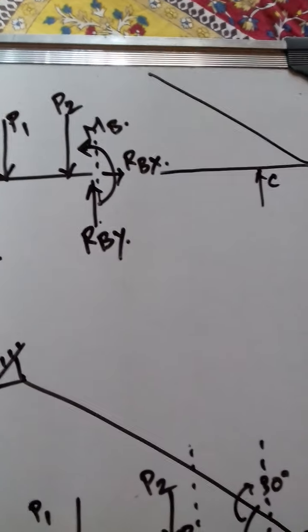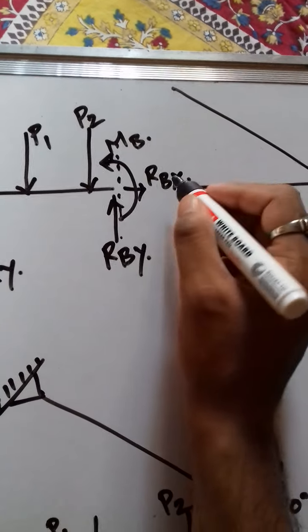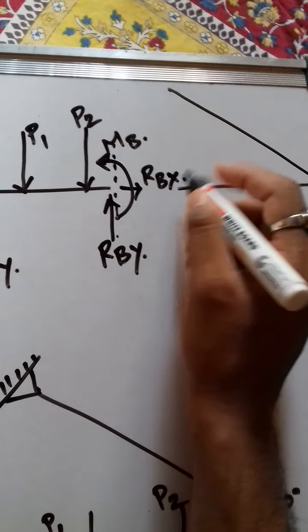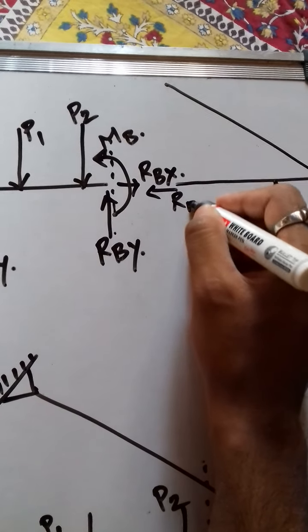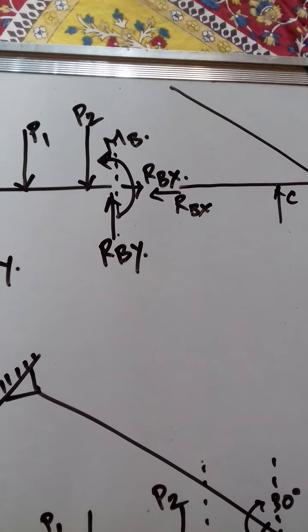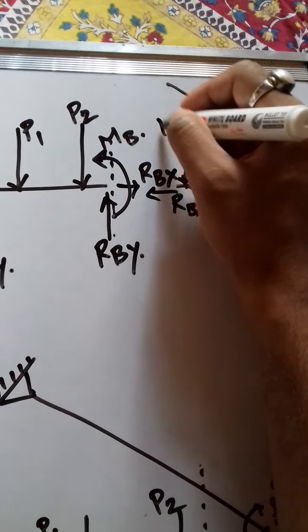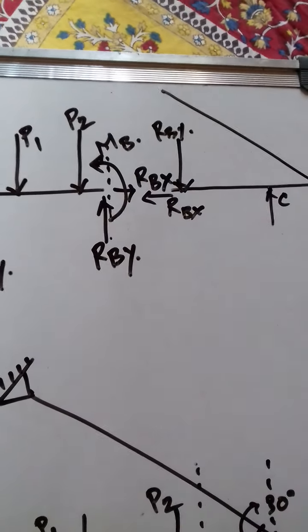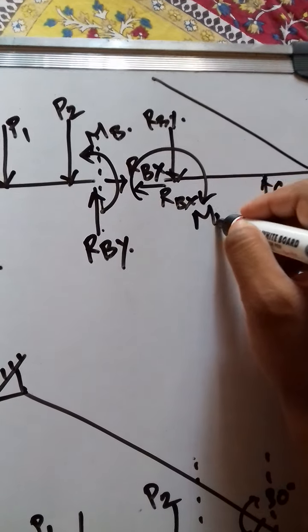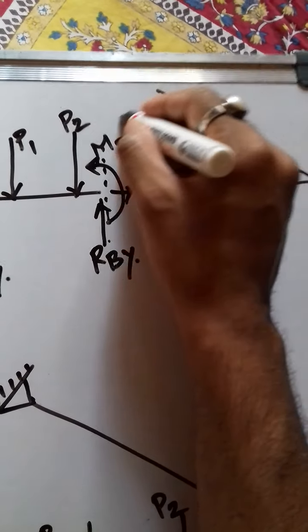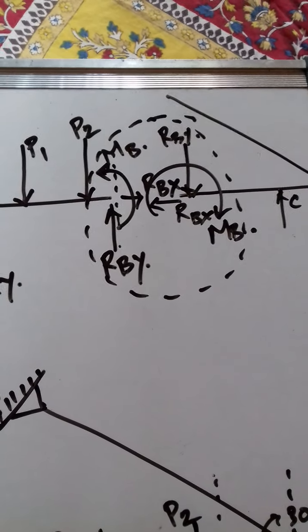Okay, and suppose this is your point C. Now see, at B we are cutting, so the forces at B must be in equilibrium. So RBX is acting in this direction, so for this portion of the structure RBX must act in the opposite direction so as to counteract the forces. RBY must act in the downward direction so as to counteract the forces, and MB must act in the opposite direction so as to counteract the forces. So this point B we are cutting, right? So these forces must be in equilibrium, equal and opposite.